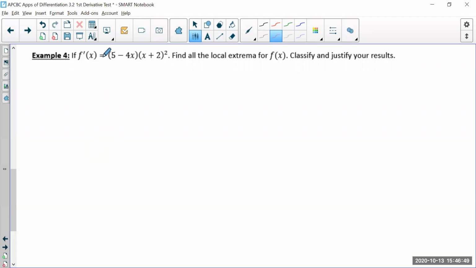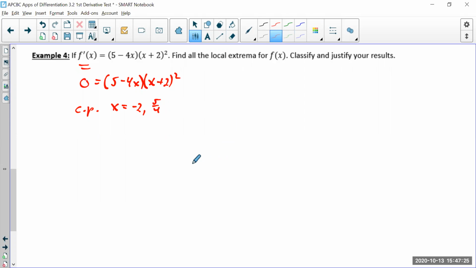Okay, so in this last problem, they actually give you the derivative. You got to be really careful with problems like this because sometimes people have the derivative and they take the derivative again. So in this case, all they're really asking you to do is set it equal to 0. So we set 0 equal to (5 minus 4x) times (x plus 2) quantity squared. Okay, and then that gives us the critical points at x equals -2 and 5/4.